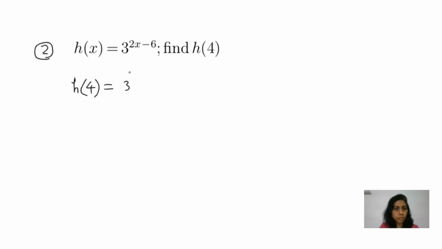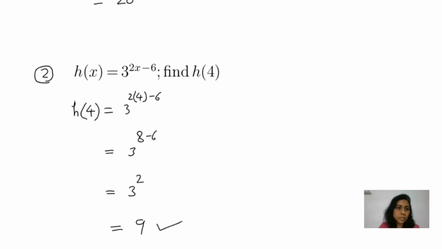3 to the power 2x minus 6, the x value is 4. So 2 times 4, 8, minus 6. 8 minus 6 is 2, and 3 squared is 9. So the answer is 9. So this type of question is very easy.